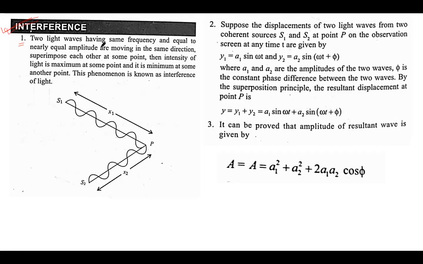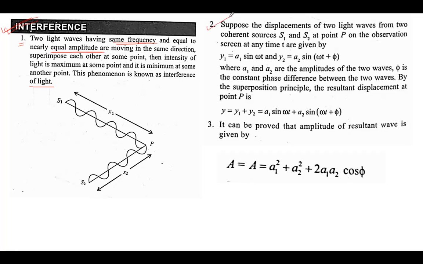Now, two light waves having same frequency and equal to nearly equal amplitude. So दो light wave है जिसका same frequency है and equal to nearly equal amplitudes are moving in the same direction, superimpose each other at some point, then intensity of light is maximum at some point and it is minimum at some other point. This phenomena is known as interference of light.